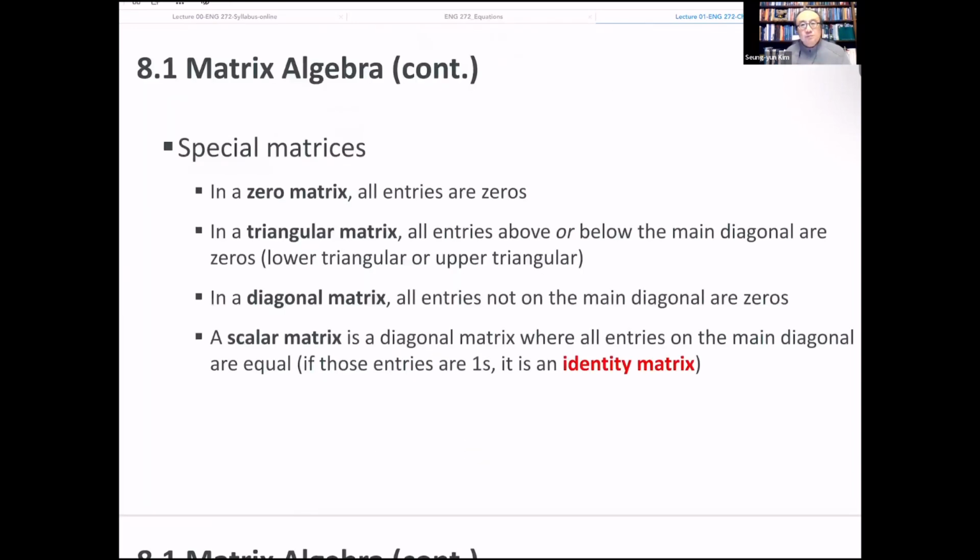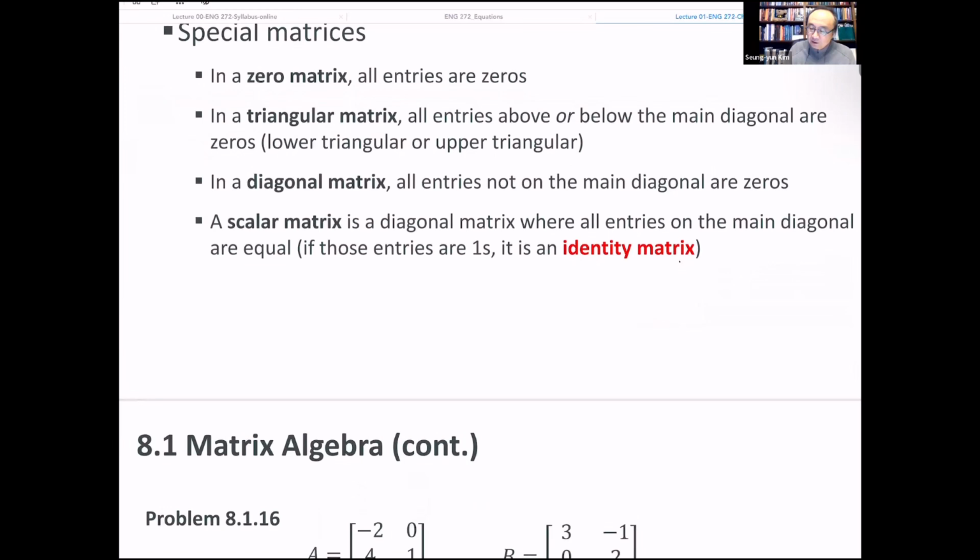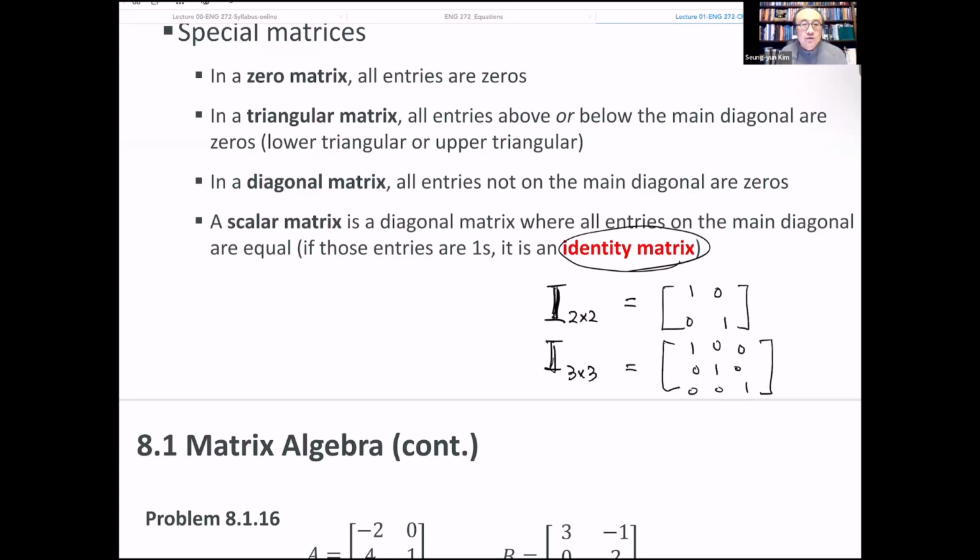And there are some special matrices. If all entries, all elements are zeros, it's a zero matrix. I want you to know the identity matrix. This identity matrix is the capital I and has to be a square matrix. So 2 by 2, 3 by 3, or 4 by 4. The diagonal is 1 and all others are going to be 0. We'll use this identity matrix in later sections.